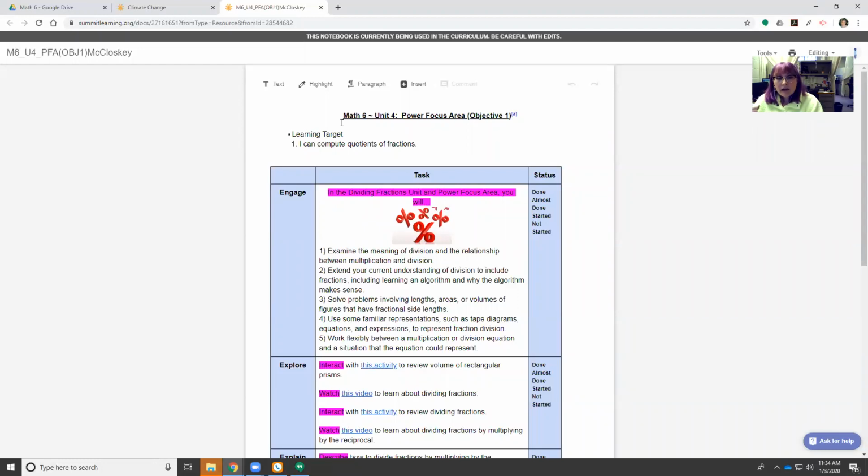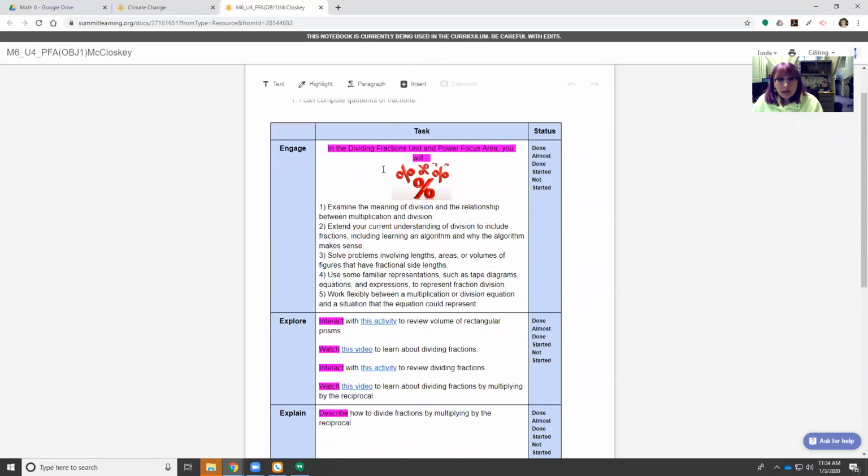This relates back to the dividing fractions unit in the whole power focus area because you will examine the meaning of division and the relationship between multiplication and division. You will extend your current understanding of division to include fractions, including learning an algorithm and why the algorithm makes sense, solving problems involving lengths, areas, or volumes of figures that have fractional side lengths, using some familiar representations such as tape diagrams, equations, and expressions to represent fraction division, and work flexibly between a multiplication or division equation in a situation that the equation could represent.